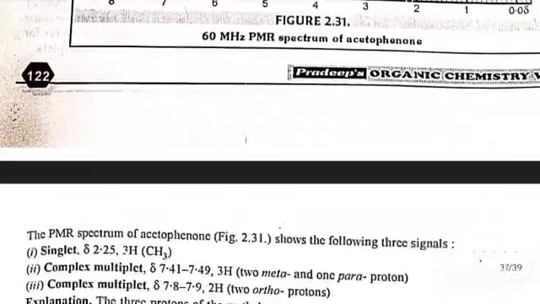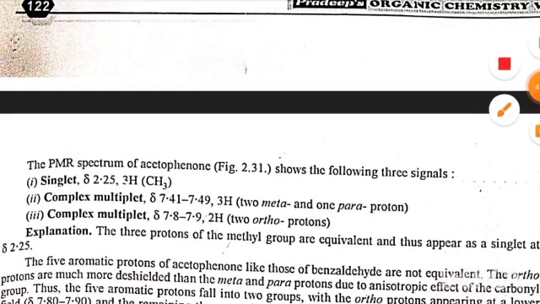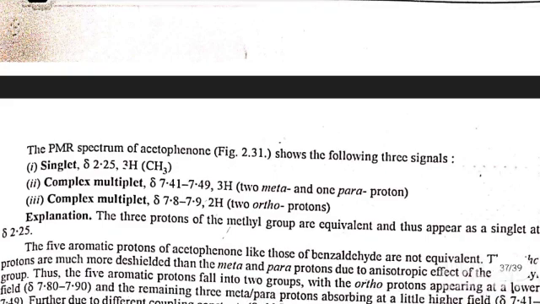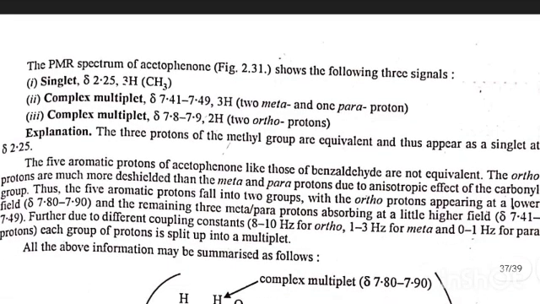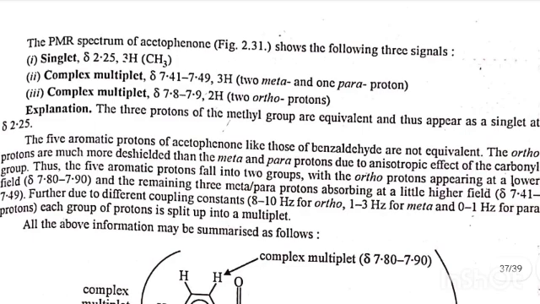Acetophenone. The PMR spectrum of acetophenone shows the following 3 signals. A singlet at delta 2.25 for 3 protons, a complex multiplet at delta 7.41 to 7.49 for 3 protons (2 meta and 1 para protons), and a complex multiplet at delta 7.8 to 7.9 for 2 protons (2 ortho protons).